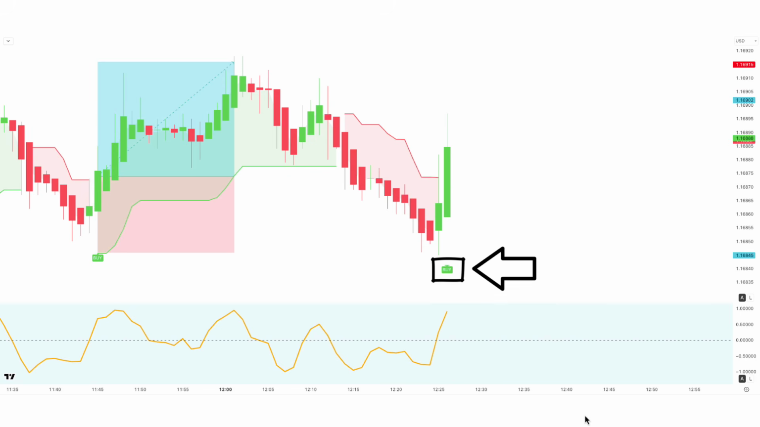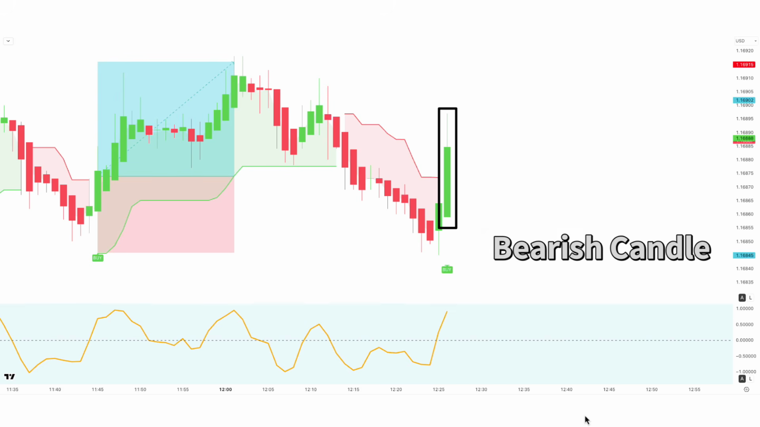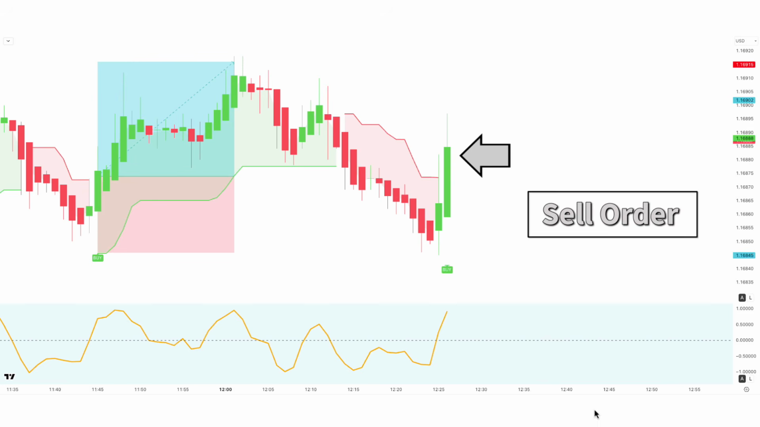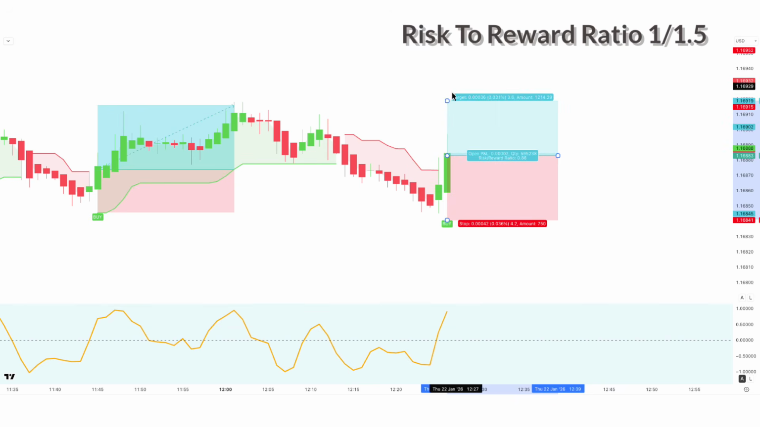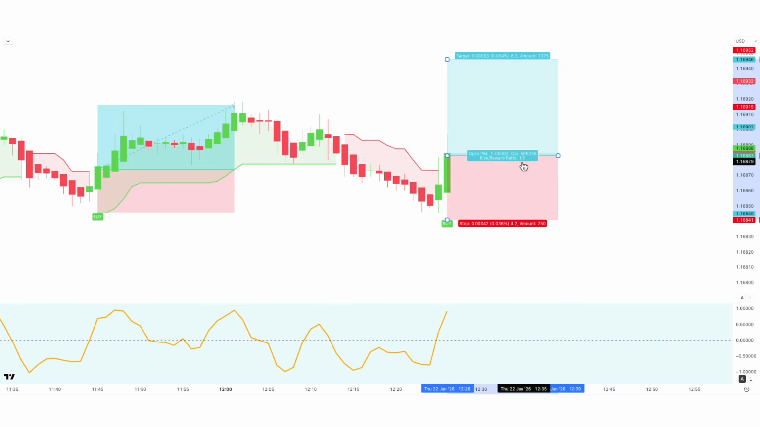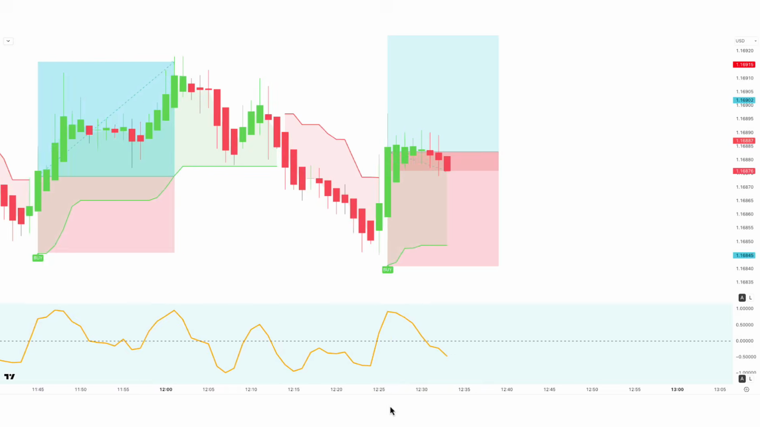Here, the TSM 2018 arrow of this indicator is a sell signal. Here, the orange color line of new indicators is below the zero line. Here, the market has made a bearish candle to give confirmation. So all our conditions are being fulfilled, so we are placing an order to sell. Our stop loss is to be placed at the red signal and line, and the risk to reward ratio will be 1:1.5. Let's see what happens to our trade.